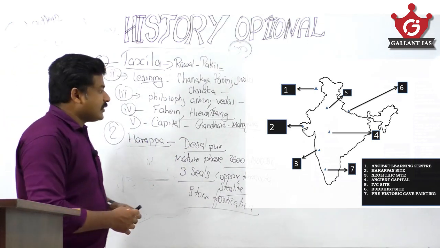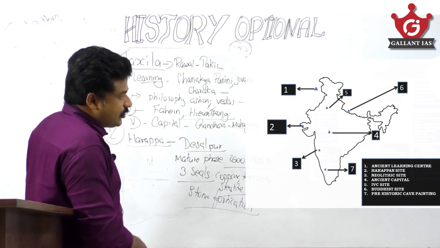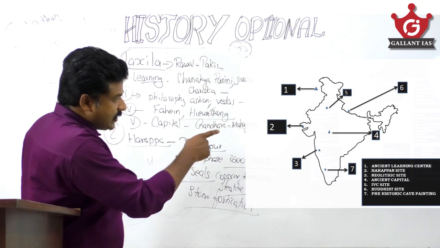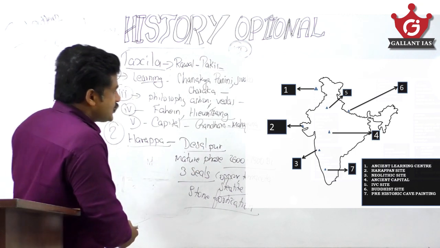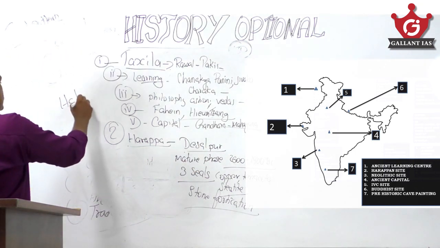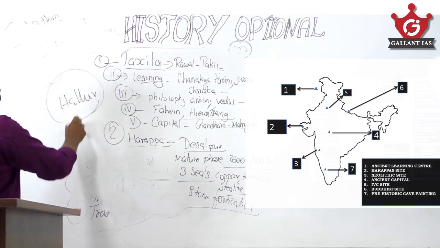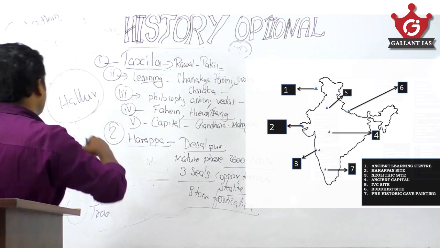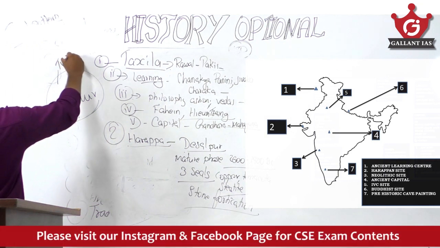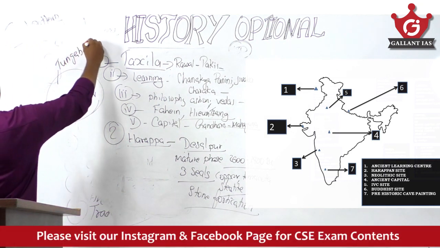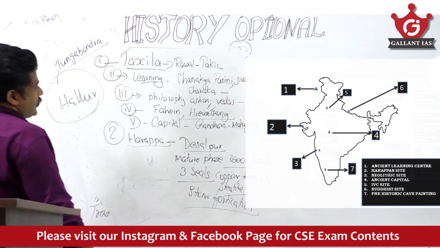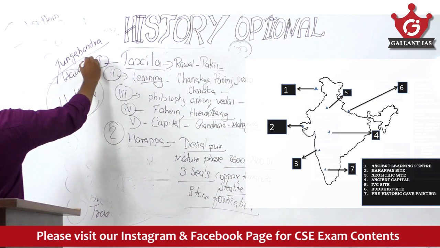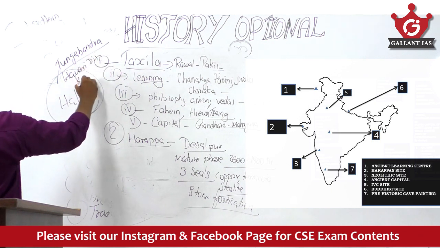Now moving on to the next site, which is a Neolithic site. You can see on the map a Neolithic site towards the southern side. Let us say it is Hallur. Hallur is another popular Neolithic site, on the bank of the Tungabhadra river, in Haveri district in Karnataka state.